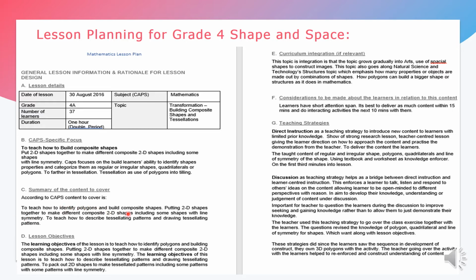To teach how to identify polygons and build composite shapes. What are you going to do as a teacher to let kids build composite shapes? We're going to see that through our worksheets, putting 2D shapes together into composite shapes, including shapes with lines of symmetry. And to teach, this is the second subtopic, to teach how to describe tessellating patterns and drawing tessellating patterns. So this is an outcome. It's a skill that a teacher wants to impart and see the kid do.